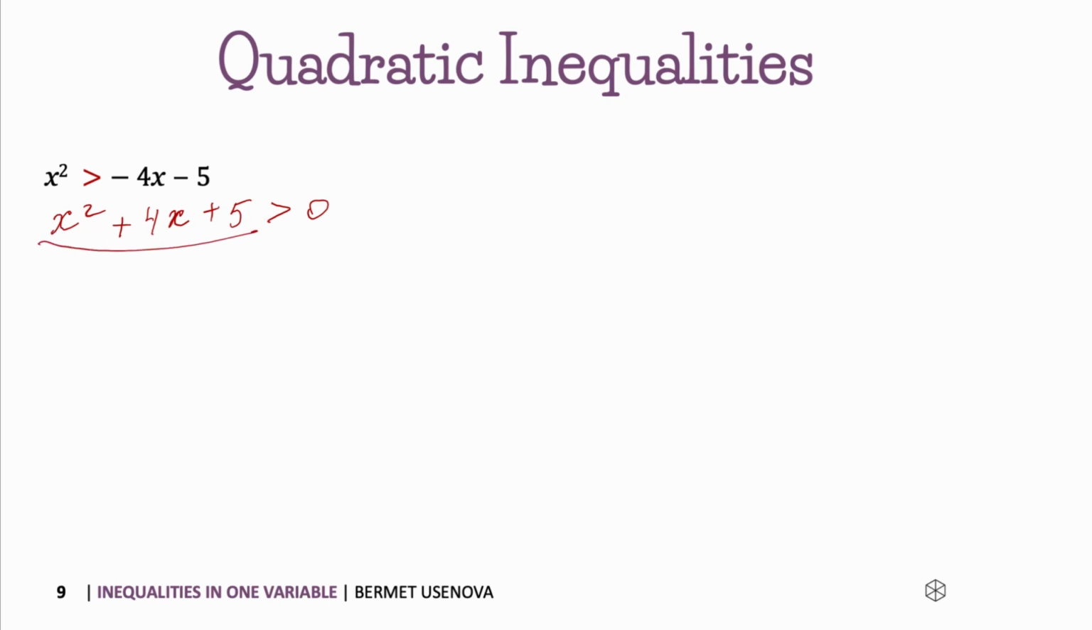So in order to find the roots, you remember, we can solve an equation. We can write it down: x squared plus 4x plus 5 equals 0. Since this equation is in normal form, we can use the pq formula. So let's find the discriminant first.